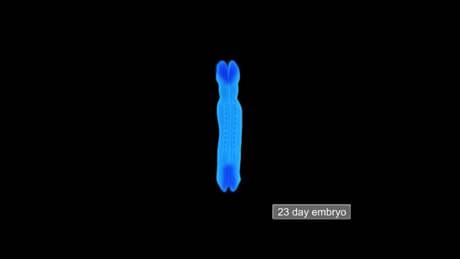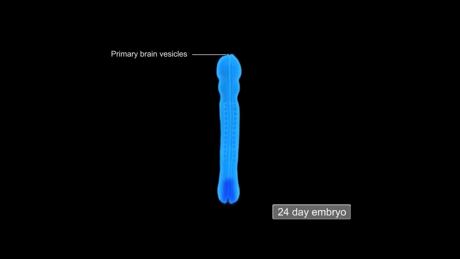By day 22, somites are formed and sequentially aligned parallel to the neural tube. The paired neural folds have fused, forming a neural tube with brain vesicles at the cranial end. The neural tube extends from the open anterior cranial neuropore to the caudal neuropore, which is also open.